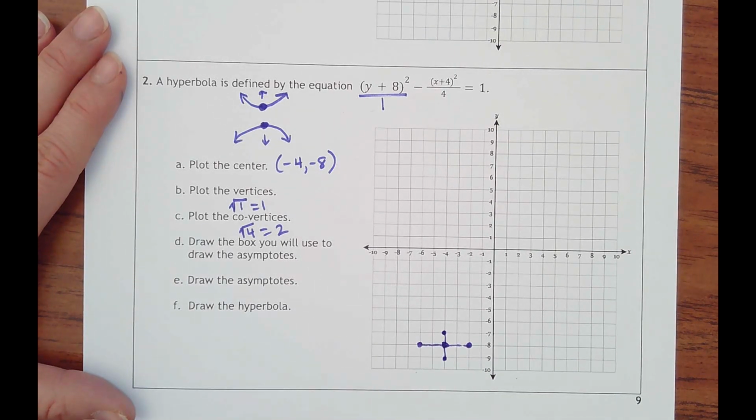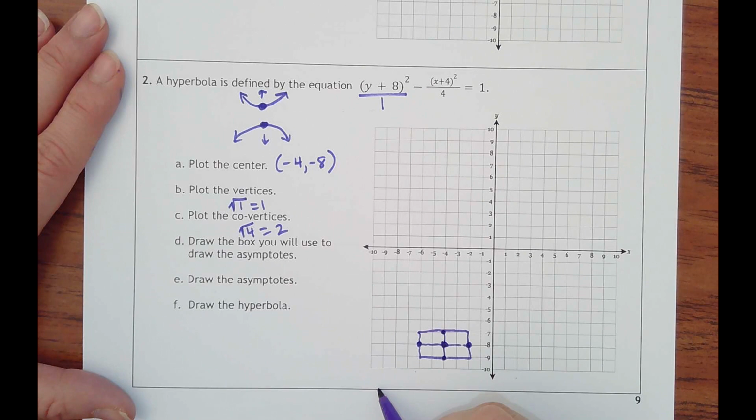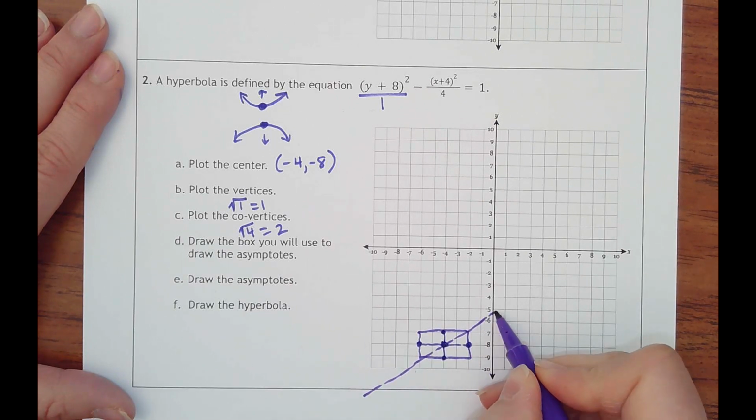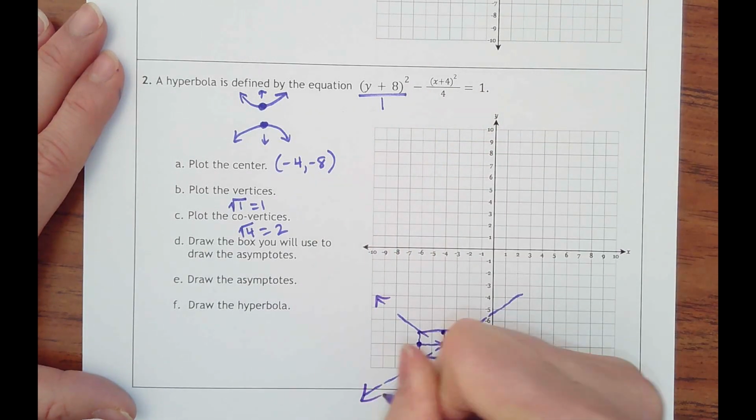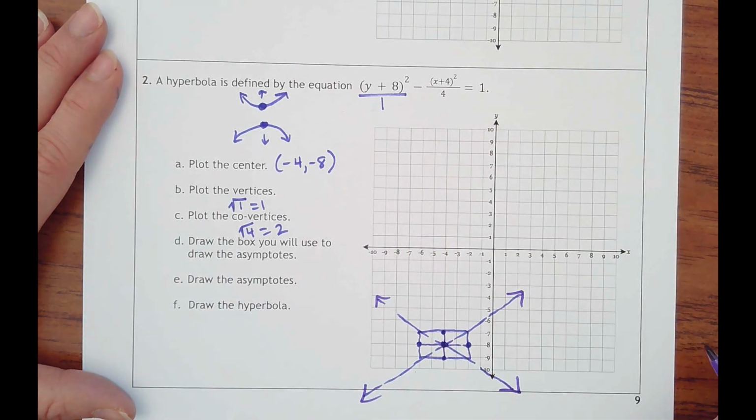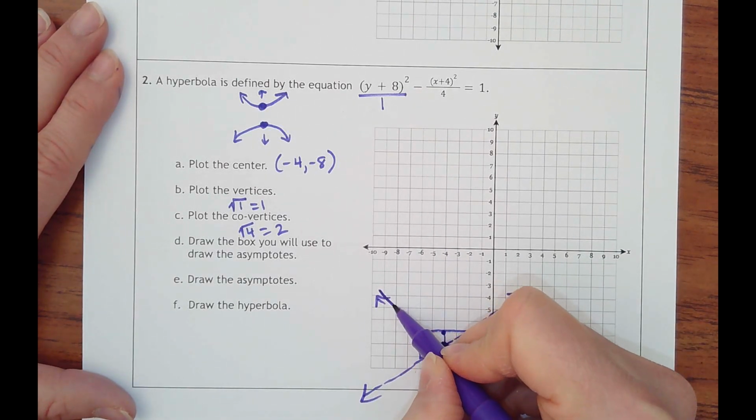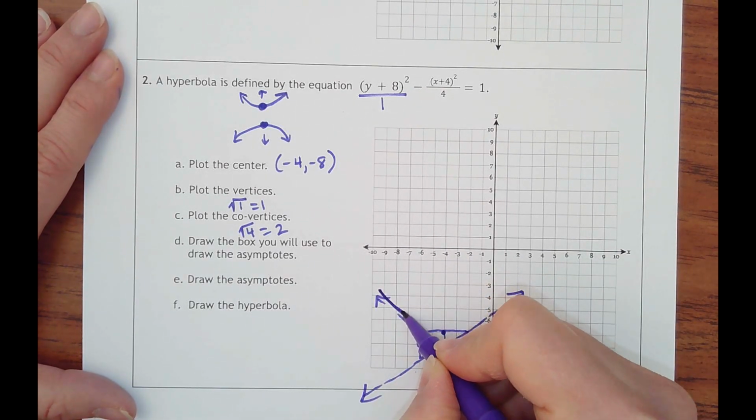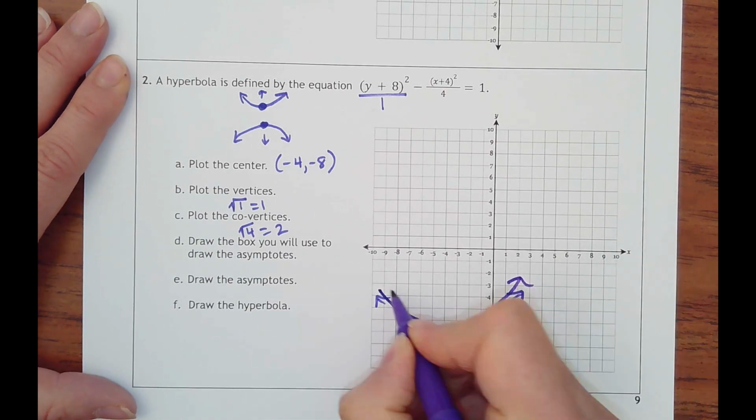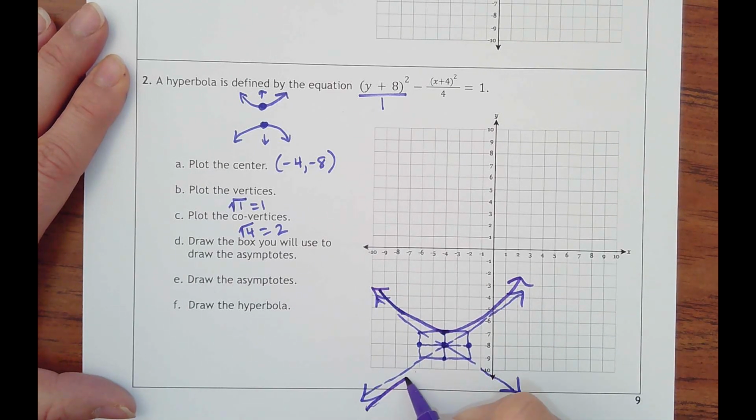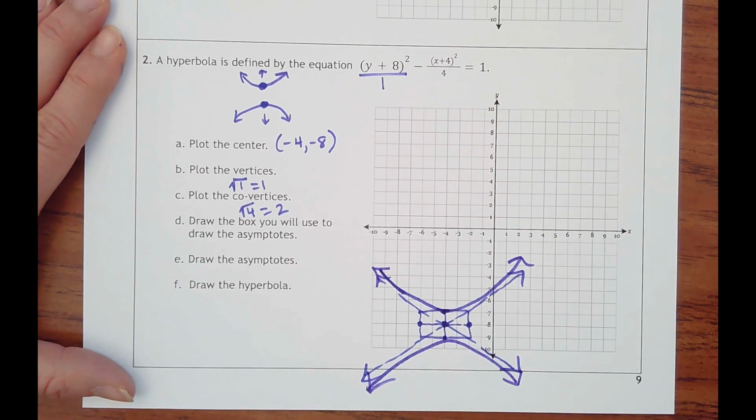And so it makes this plus sign. Draw the box, so you'll just make a box that connects or goes through all of those vertices and co-vertices. The asymptotes are the diagonal lines that cut corner to corner and go through the center. So all this stuff is like our imaginary boundaries, and then it'll create the hyperbola for you, which will be the curve here touching, or not touching, hovering along the asymptote, touching the vertex, hovering along the asymptote. Same thing down here. And that is hyperbolas for you.